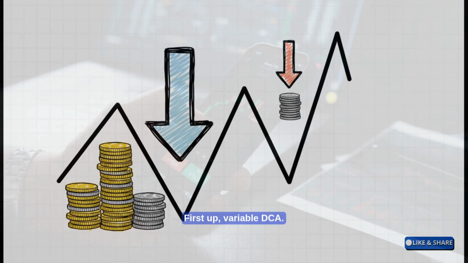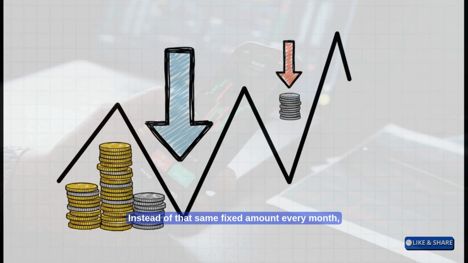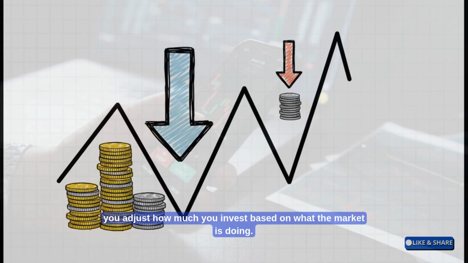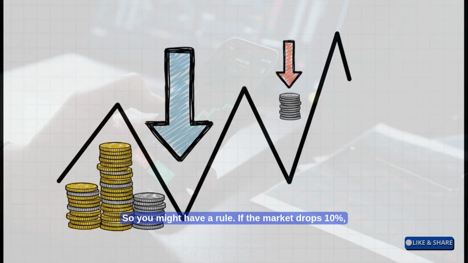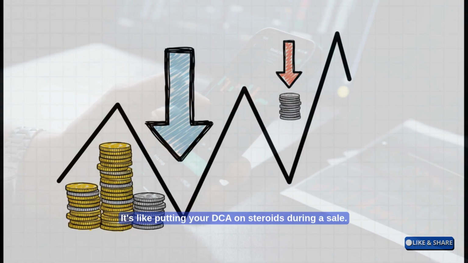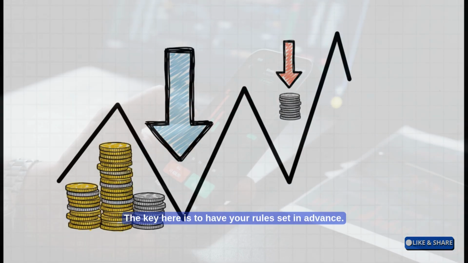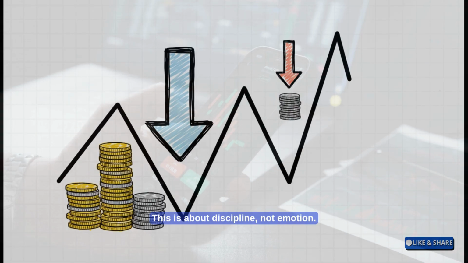First up, variable DCA. This is cool. Instead of that same fixed amount every month, you adjust how much you invest based on what the market is doing. So you might have a rule: if the market drops 10%, you invest 50% more than usual that month. It's like putting your DCA on steroids during a sale. The key here is to have your rules set in advance. This is about discipline, not emotion.